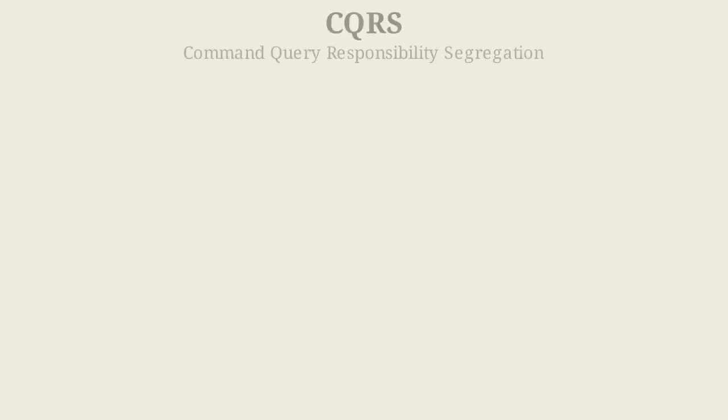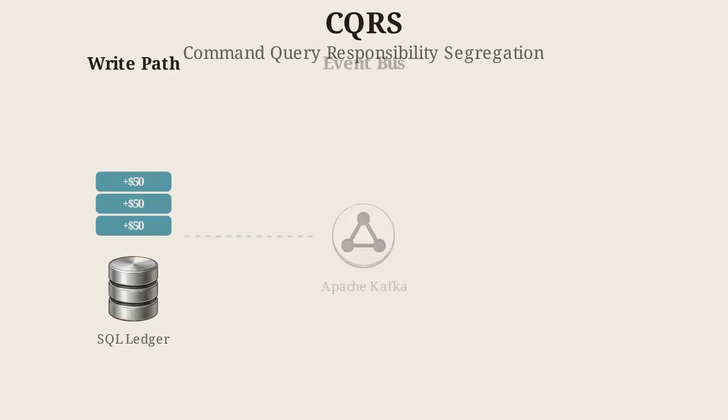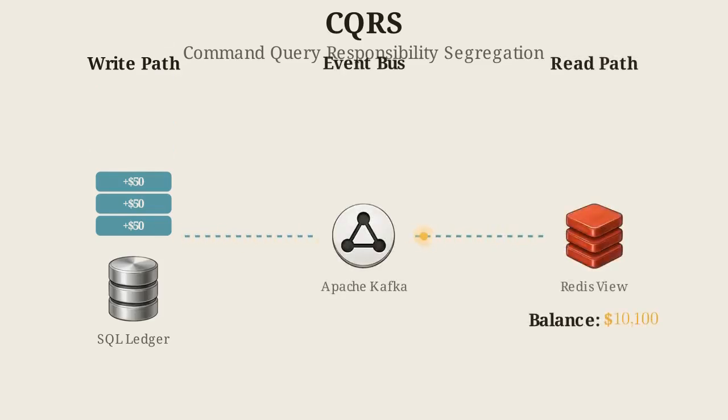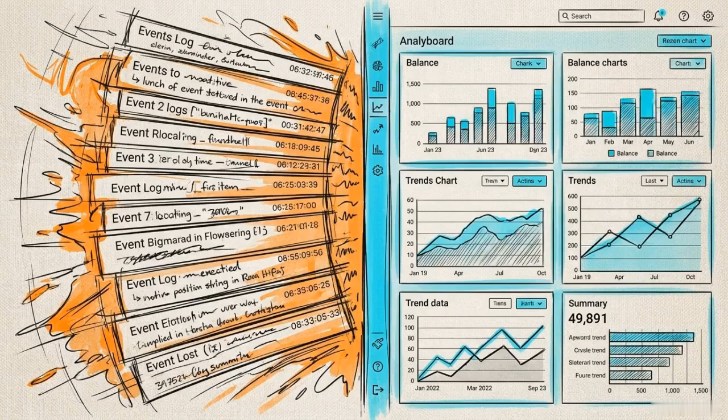The solution is CQRS, physically separating reads and writes. The posting engine appends immutable journal entries to an SQL database, guaranteeing invariance without locking rows. It emits an event to Kafka, which downstream consumers process to update Redis balance views instantly. Global scale ledgers must abandon relational state updates entirely, relying instead on immutable, event-driven streams to separate the truth of the write from the view of the read.